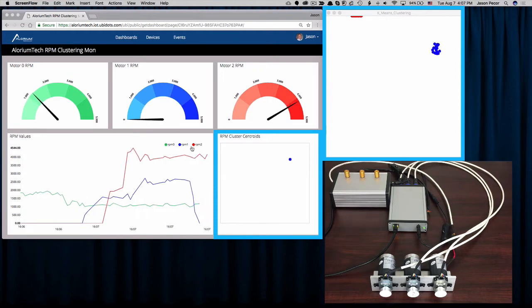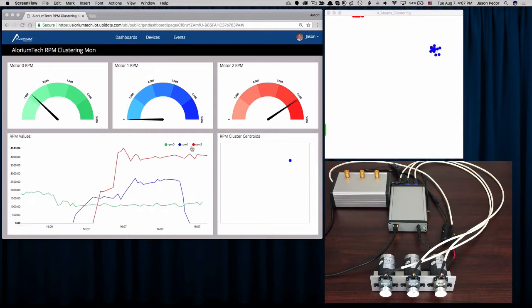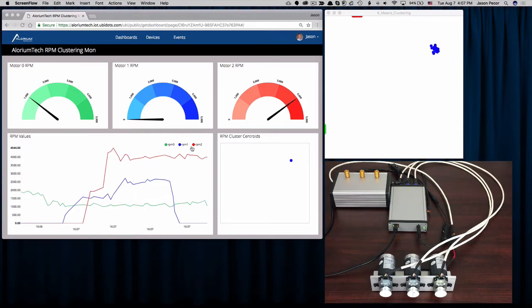But first, let's transition to a slightly higher-level look at the entire setup, what you're seeing on the table here, how things are hooked up and what's going on, and then we'll jump back to the demonstration.